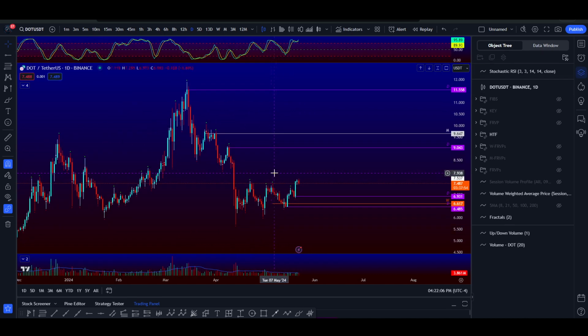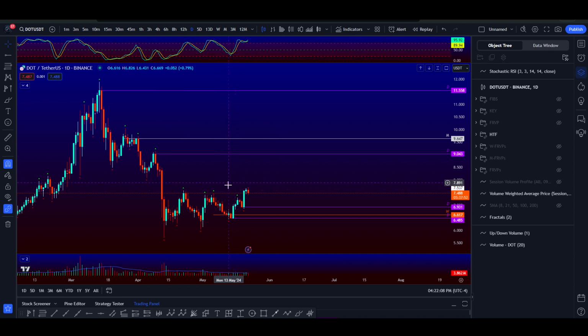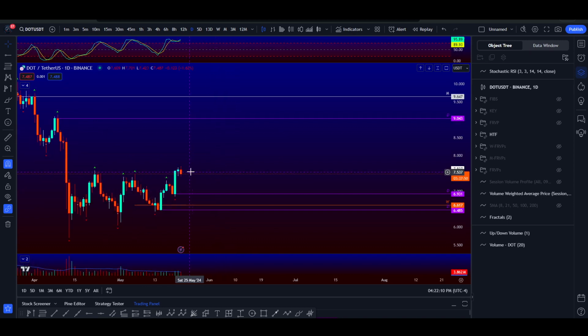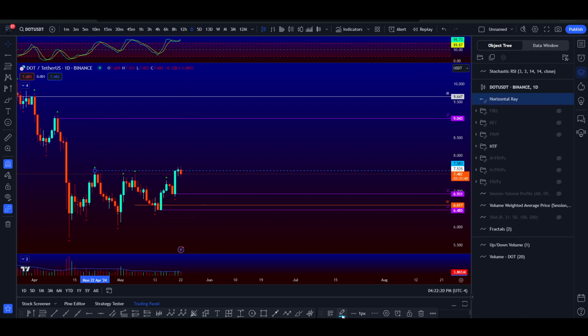But just to keep this very straightforward, you can see we attempted to trade above these highs right here, which came in on the 22nd of April. And we pretty much are getting rejected from that high right now.